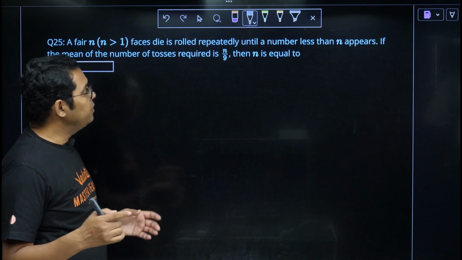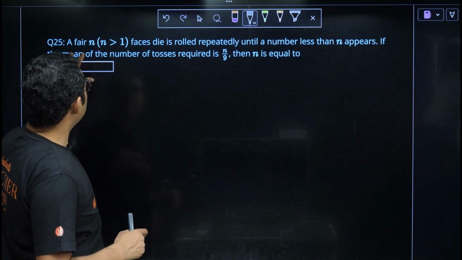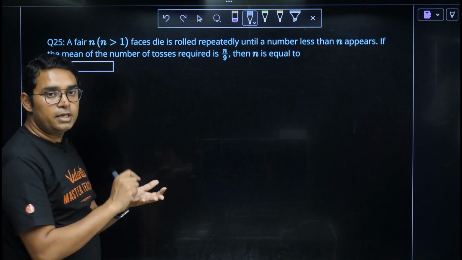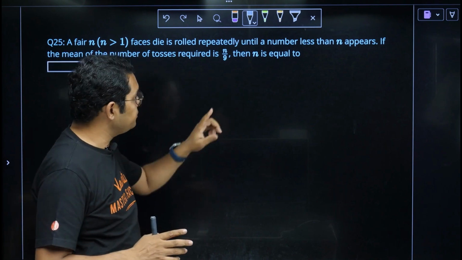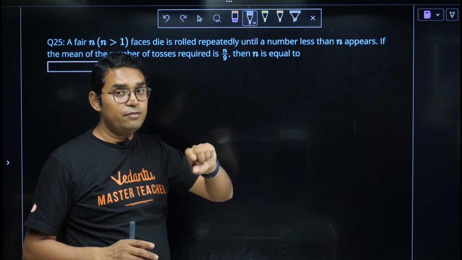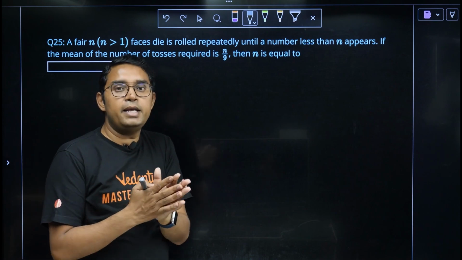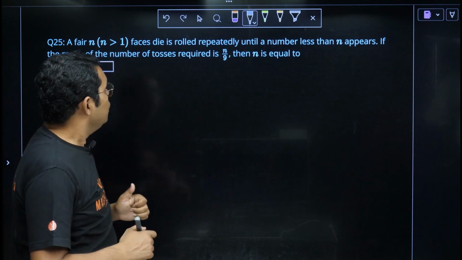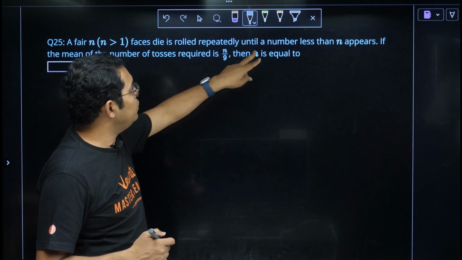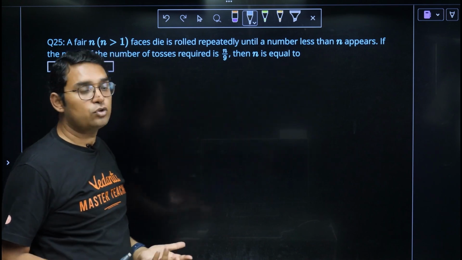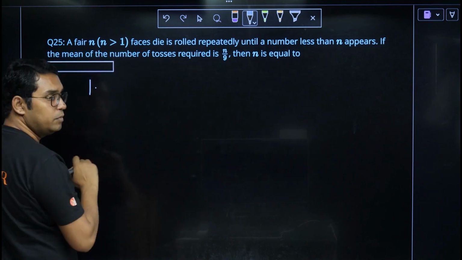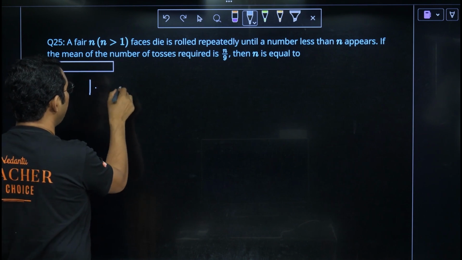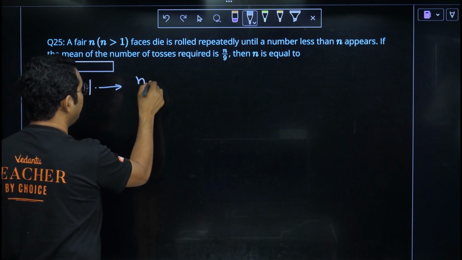Okay, I think a fair dice with n faces will be having all the numbers written on them 1, 2, 3 up to n. So we are looking for a number that is less than n. So only one case it will not be less than n, when the number you are getting is n itself. Okay, so there are chances that you get your desired number in the very first throw only. So I think the number of tosses required can be 1 also. In that case, probability would be n minus 1 upon n.